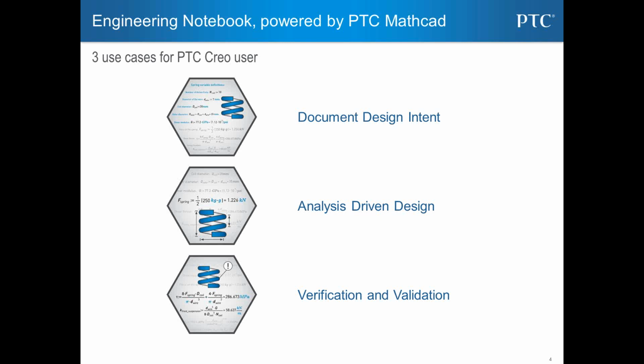Maybe it's some design notes that the CAD engineer jots down as he's designing that part, so that when he passes it on to a colleague or his manager opens it up, the manager could open up the Mathcad worksheet and kind of read through what's going on in the CAD model. Why was it designed this way? The second 2 use cases, analysis-driven design and verification and validation, speak more to actually sharing data between Mathcad and Creo. I'll talk about that in a second.